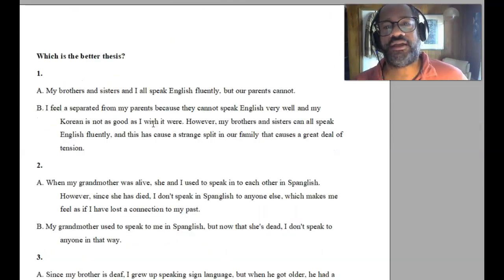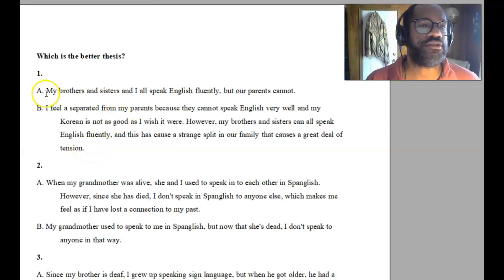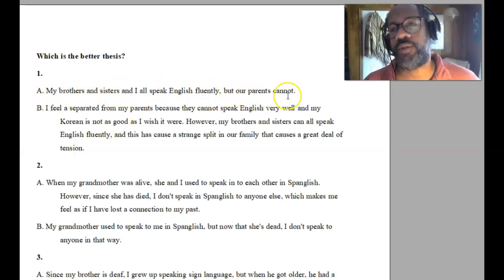Let's look at some other examples that I have of theses. I have pairs of theses. What is a good thesis and what's a bad thesis? So, my brothers and sisters and I all speak English fluently, but our parents cannot.